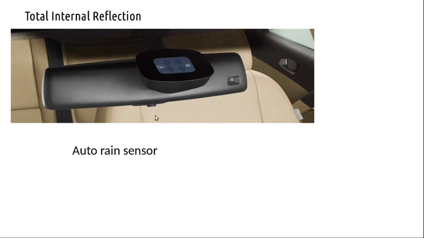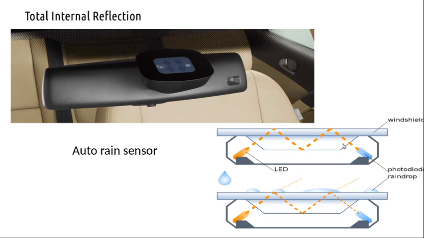Now this has been put here simply as a rain sensor. So, rain sensors in automobiles: there is no other principle involved other than total internal reflection. You have a light source and a photodiode combination here.